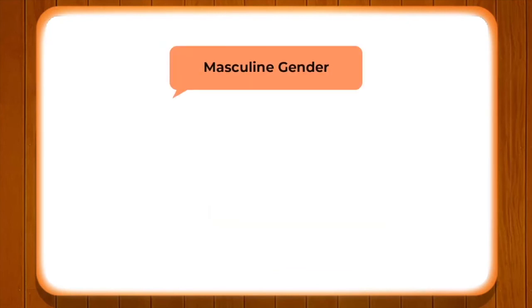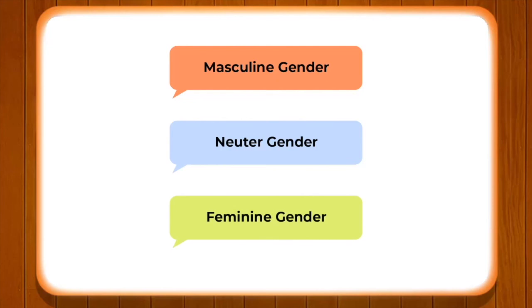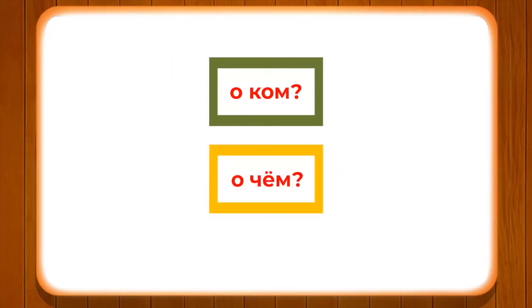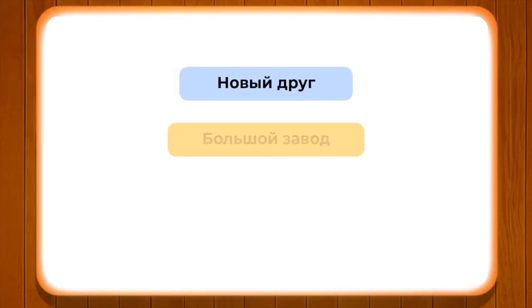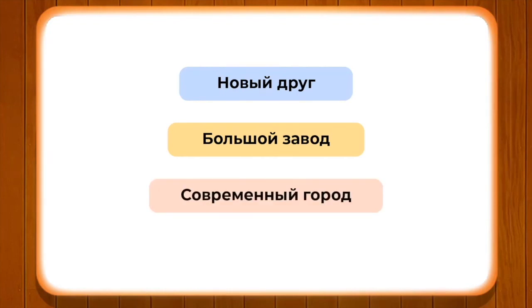We have already done the masculine, neuter and feminine gender nouns, and how they change when we have the questions "o kom" and "o chom", depending upon their nature, whether they are animate or inanimate. We have also seen how the endings of adjectives change as per their nouns. We have several examples like novyy drug, bolshoy zavod, sovremennyy gorod. When we have drug, it is animate. So, "o kom? O novom druge".